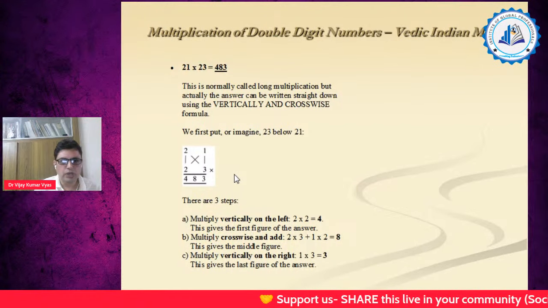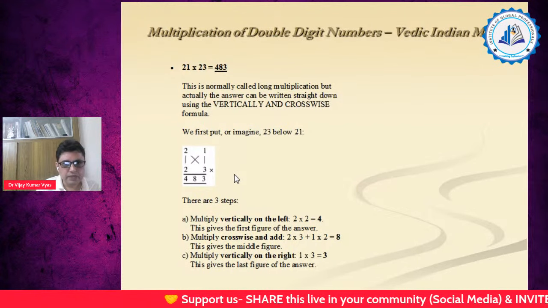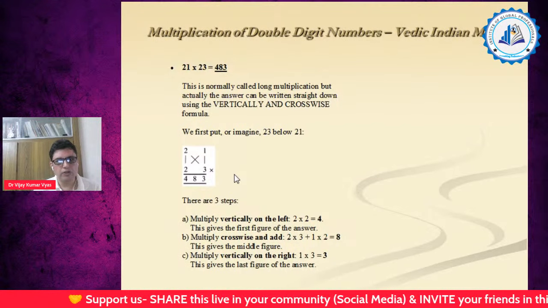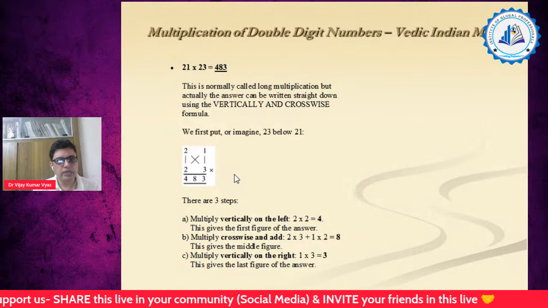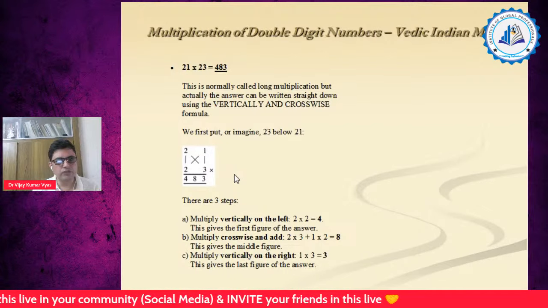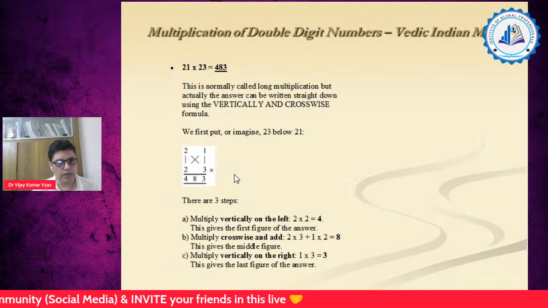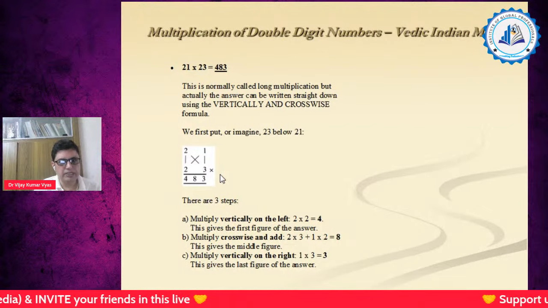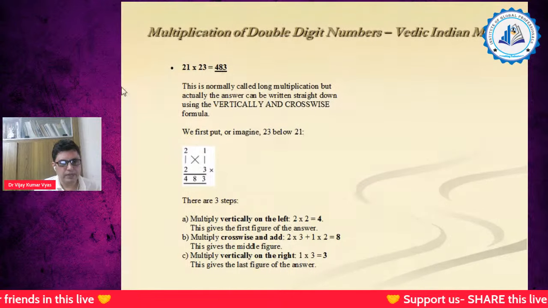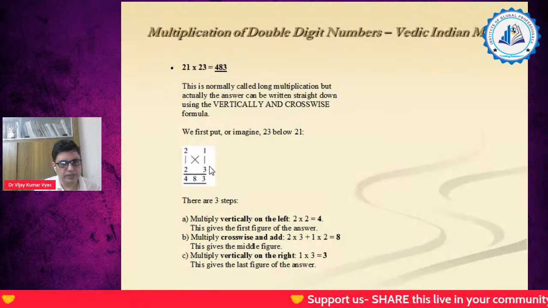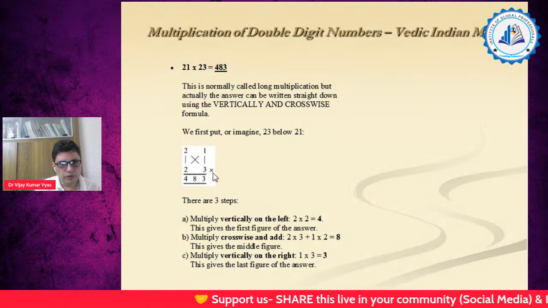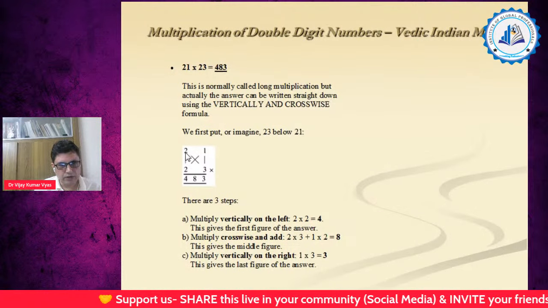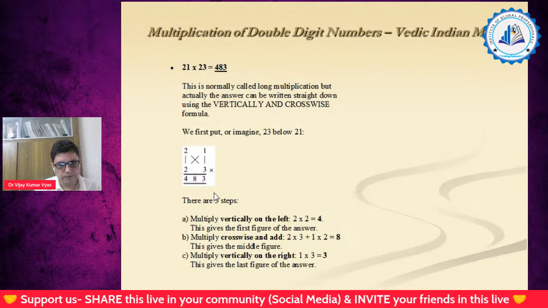How can you use it? Normally this is called long multiplication, but actually the answer can be written straight down using the vertical and crosswise formula. First, we put 23 below 21. Here you write the 21 and 23. So first you multiply the vertical: 2 multiplied by 2 is 4.